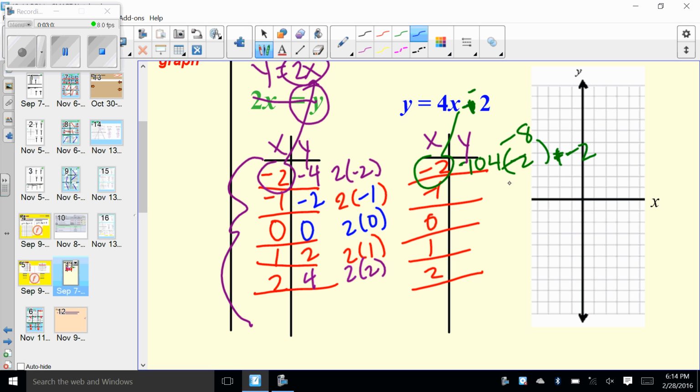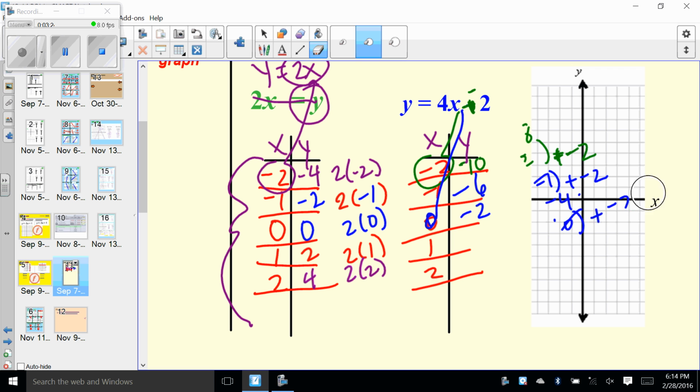Plug in -1. So we have 4 times -1 plus -2. 4 times -1 is -4, plus -2 gives us -6. Again, use your calculator if you need to. Plugging in zero, that's 4 times 0 plus -2. That's 0 plus -2. Now you might notice a pattern that's happening over here.